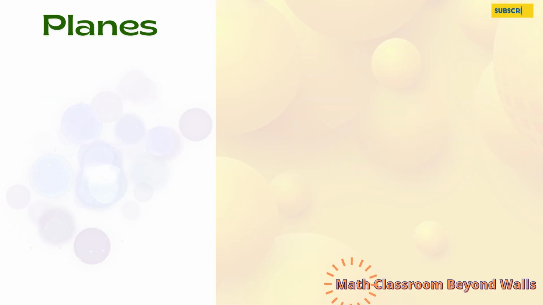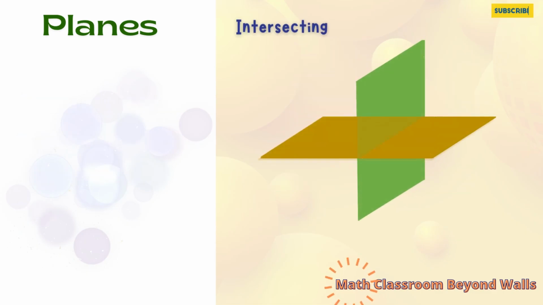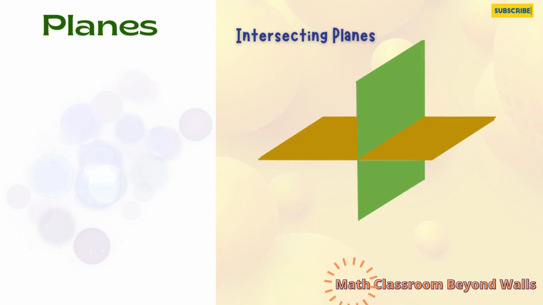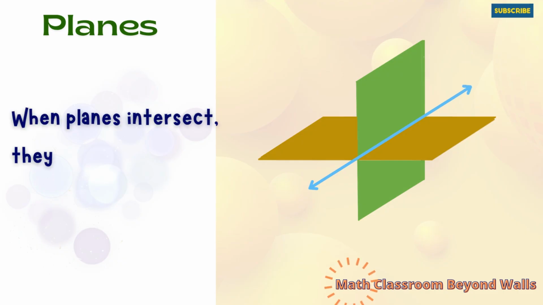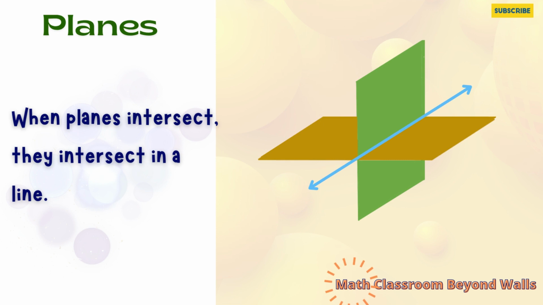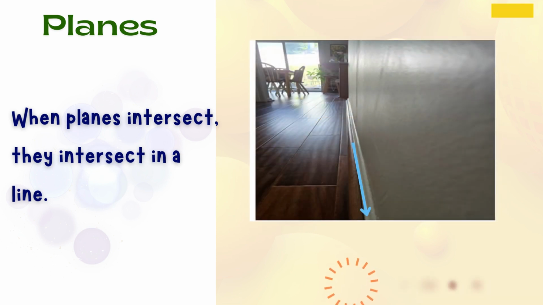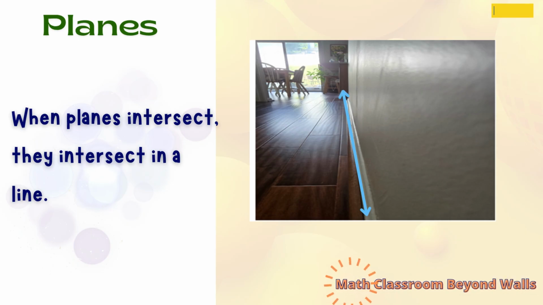Look at these, learners. What do you see? Correct, two intersecting planes. Now, what is the intersection of these two planes? You are correct again, a line. So, when planes intersect, they intersect in a straight line. Look at the floor and the wall, learners. Their intersection is a line.